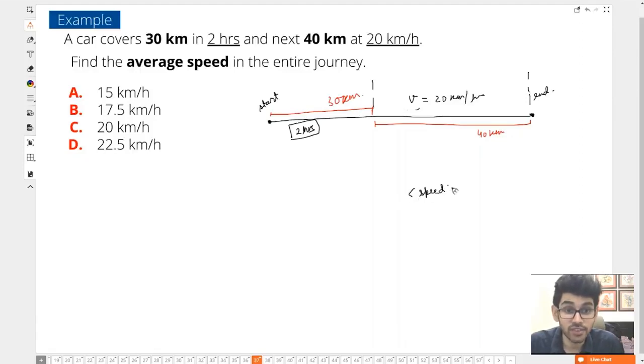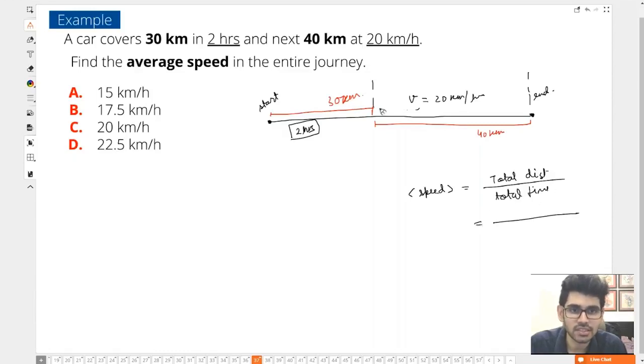So what is average speed first, right? Average speed is total distance upon total time, right? So what is total distance? 30 plus 40 is the total distance. Total time will be 2 hours plus how much time was taken here. You have to find the time here also, right? So you just have to find 2 hours plus T2.